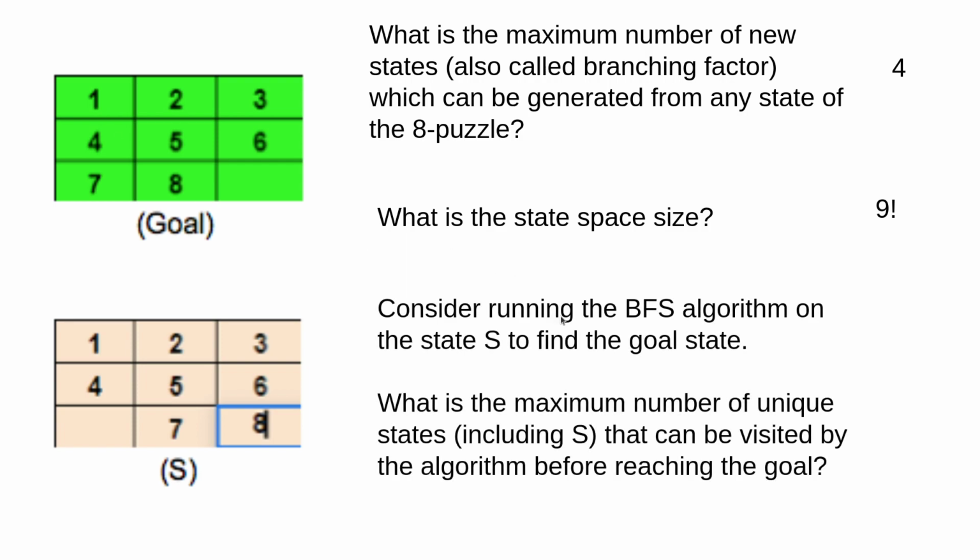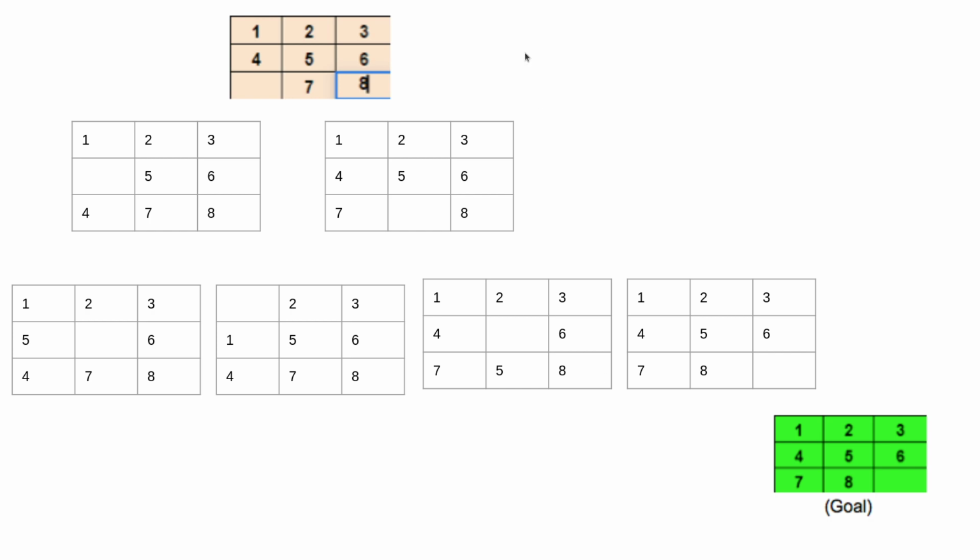The next question is, consider running the BFS algorithm. Start with S, from source to goal. You have to go to the goal. In how many steps will you get there if you apply BFS? So we apply BFS and see how far it goes. This is the source. If you expand it, the blank will go either up or right. That we have done. For this one, it can go to the right, or it can go up. So that's why there are two options.